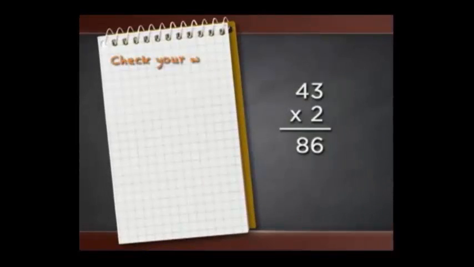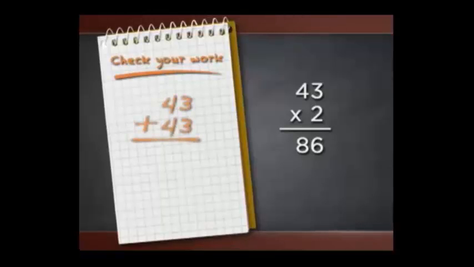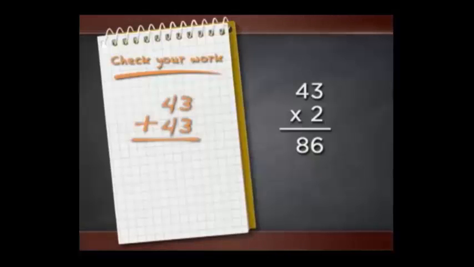43 times 2 is the same as 43 plus 43. Remember what I said earlier about this relationship between multiplication and addition. So we could see if 43 plus 43 equals 86. That's what it should equal. Well, if I go back to my addition ideas from the previous lesson, 43 plus 43 can be written in a vertical fashion.